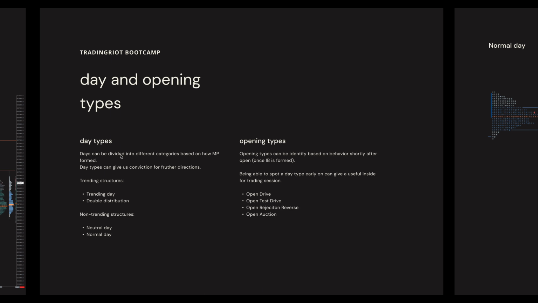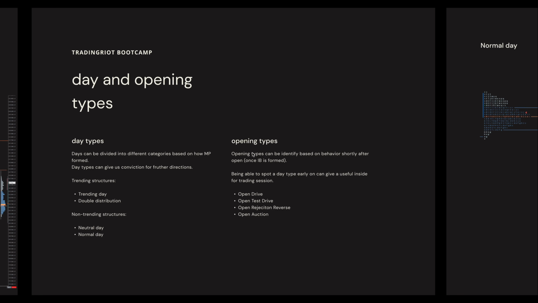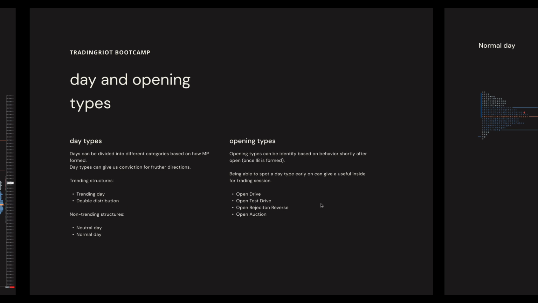So the day types, days can be divided into different categories based on how market profile formed. Day types can give us conviction for further direction. There are two trending types, the trending day and double distribution day, and there are two non-trending structures, which are neutral and normal day. The opening types can be identified based on behavior shortly after open, once initial balance is formed. Being able to spot a day type early on can give a useful insight for a trading session. You have open drive, open test drive, open rejection reverse, and open auction.